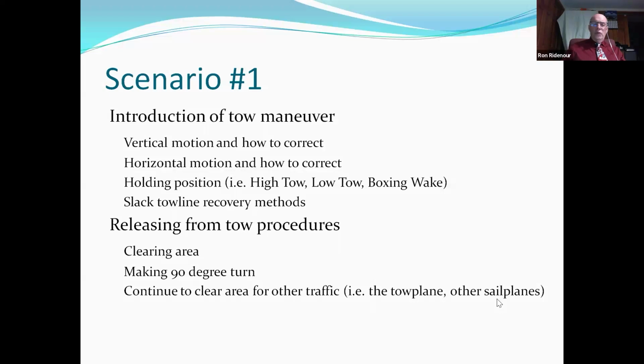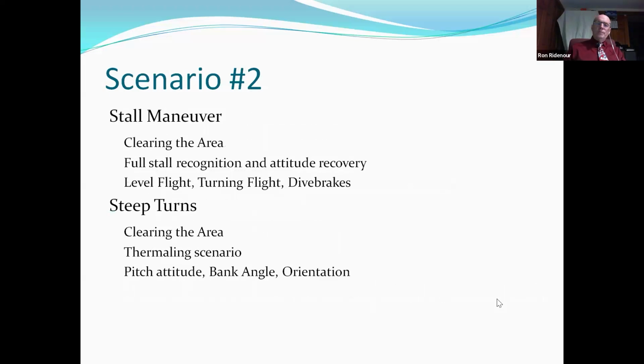So you want to clear the tow release area after you release, and then also continue to clear the area for other traffic. Many times if you're in a situation where other sailplanes are flying, you want to try to go over and fly with them in their thermal. They might find another sailplane in a thermal or something like that. So you want to keep track of where the tow plane went to and look for other sailplanes and maybe try to go over and join them in a thermal.